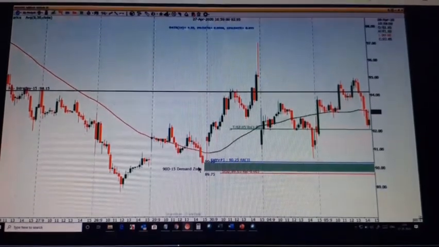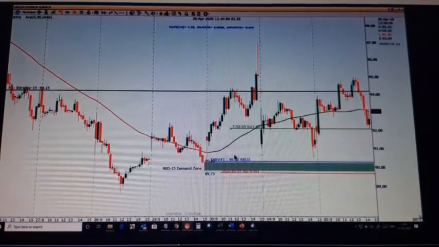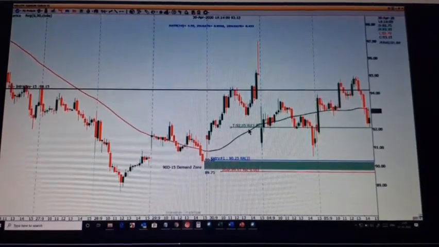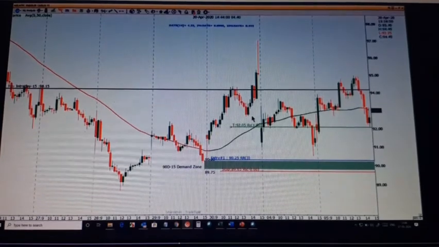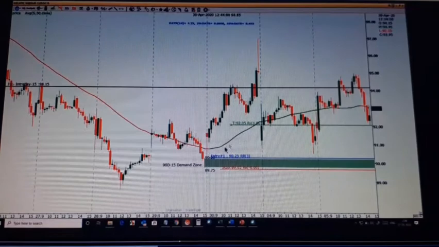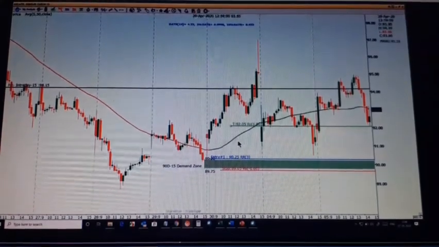So here, can you see this? Now the reward to risk is 3 if I'm taking an entry type 1, at 92.05. Can you see over here? The reward to risk is 3.